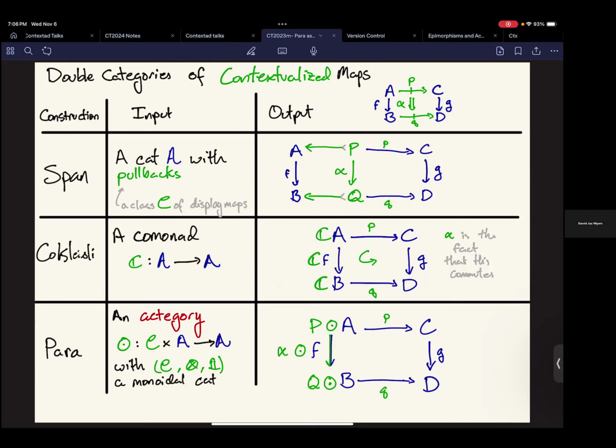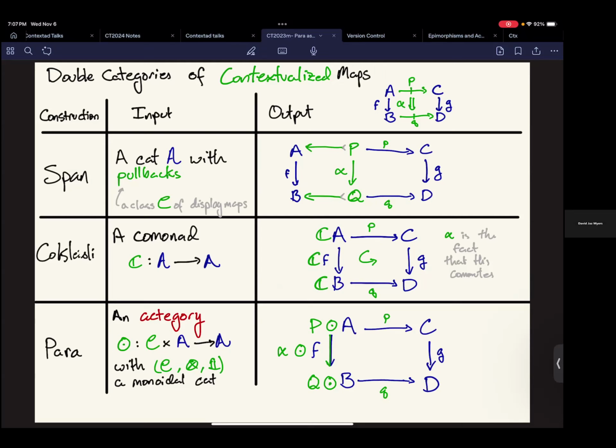So let me go out of order and start at the really bottom one. Suppose you have, say, some monoidal product on your category. Then you can take a contextualized map to be a map with an extra parameter space, P, right? And then there's no reason ultimately to actually have the parameter space live in the same category as long as you have some monoidal action of a monoidal category on your category.